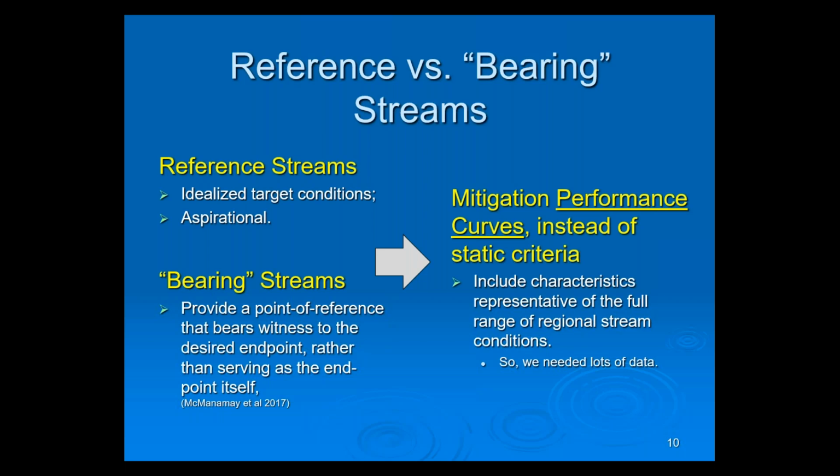And I thought that was interesting because that's sort of what we've done with our new biological performance standards, where we've generated performance curves instead of static criteria, and including along those curves a representative range of the entire stream condition continuum in our ecoregions here. So we needed lots of data to do this, right?